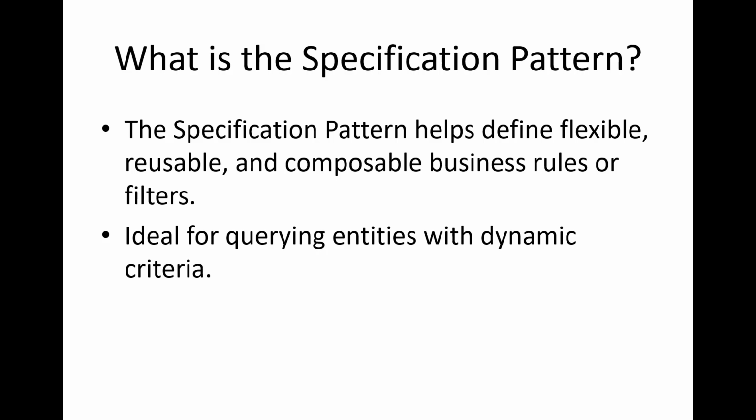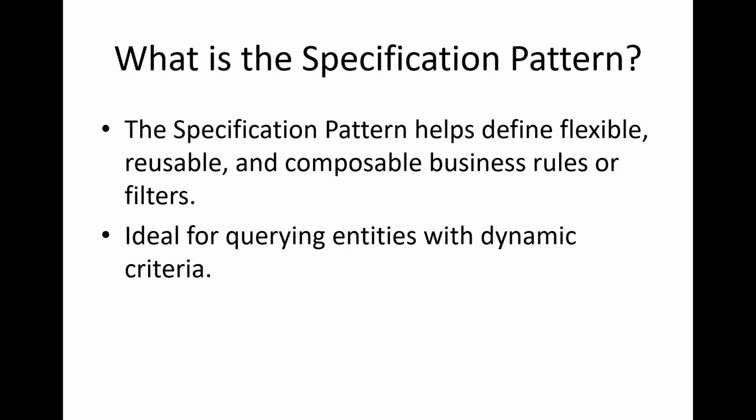Basically, the specification pattern helps define flexible, reusable, and composable business rules or filters. What does it mean? In our application, we were previously filtering our data using brand ID and type ID. But once we implemented the repository pattern, there wasn't any easy way of filtering that data, so we left that for a specification pattern. This pattern helps us easily decouple the filtering logic from the rest of the repository code, and we'll quickly see in detail how it's going to work.